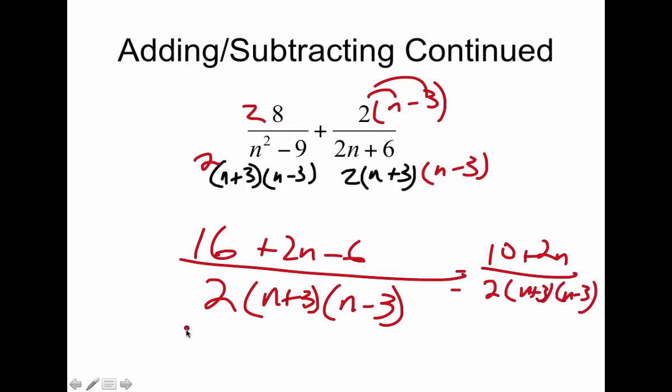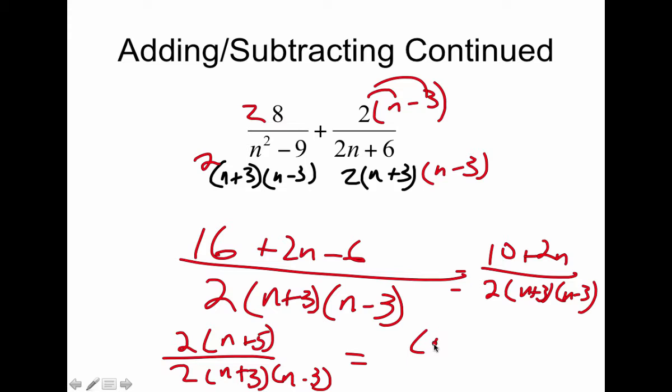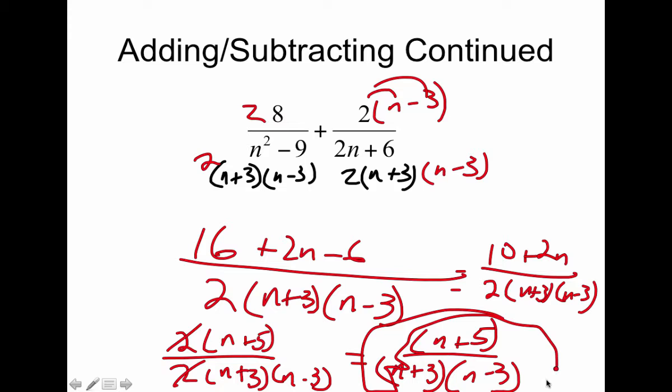I'd take a 2 out of that top, I'd rearrange, I'd get n plus 5 over 2 times n plus 3, n minus 3, and then finally I'd cancel those 2's out, here and here: n plus 5 over n plus 3, n minus 3, and we're done. There's your answer.